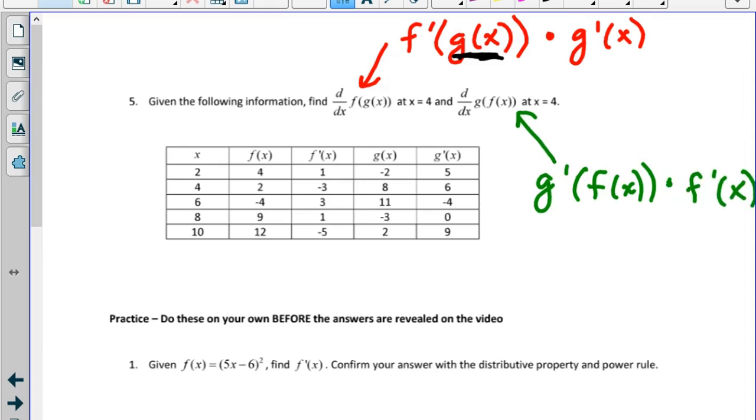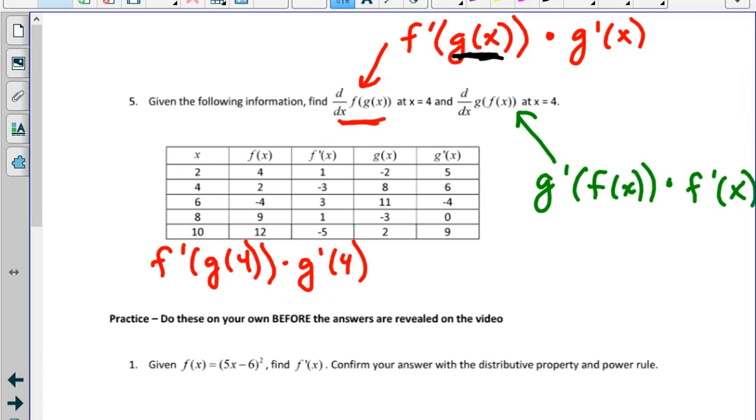Now, all of these things are located at 4. So what we have to do is make sure that we substitute 4 into everything. So f prime of g of 4 times g prime of 4. That's for this one.